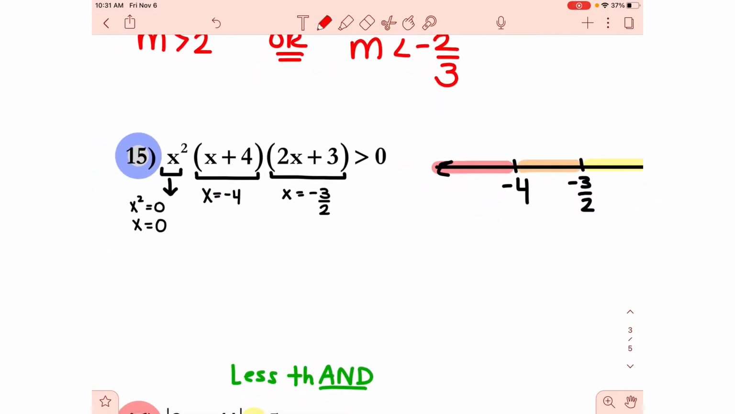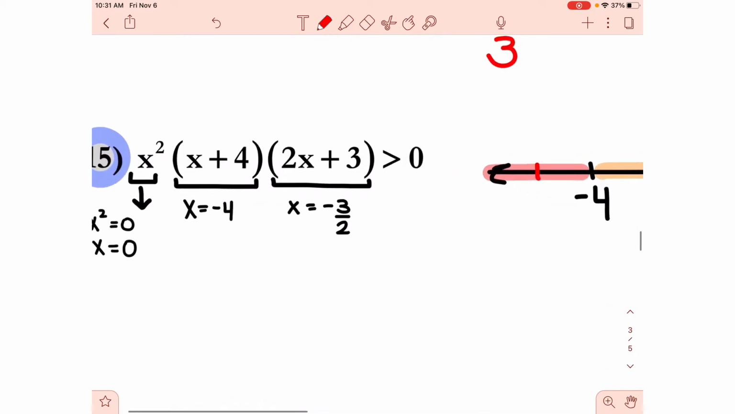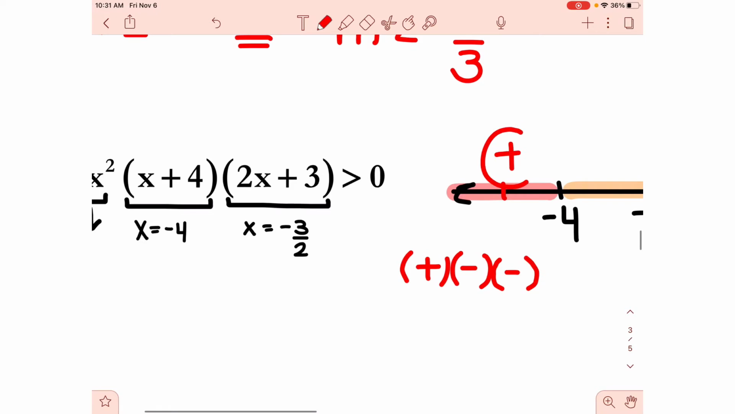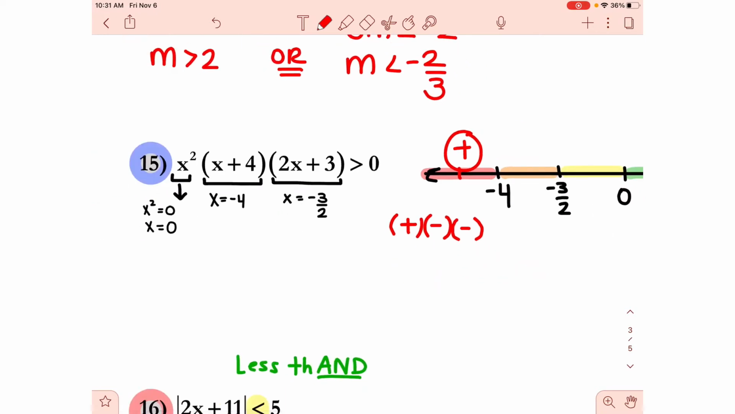So let's pick a number in the red section, like negative 10. If I plug in negative 10 here, negative 10 squared is positive, it's positive 100. If I plug in negative 10 here, I get a negative number, negative 6. And if I plug in negative 10 here, I get a negative number again, okay? And when I multiply all of those together, I'm going to end up with something positive, because a positive times a negative is negative. But then when I multiply it by that last negative part, I get back to positive. Negative times negative is positive. So that's the idea. Now let's keep going.